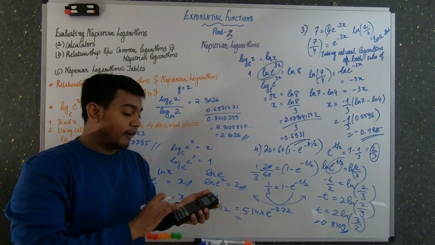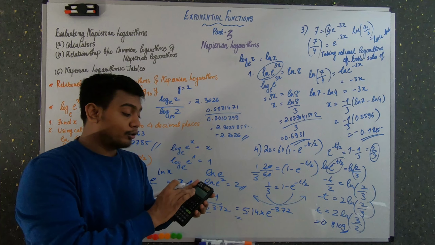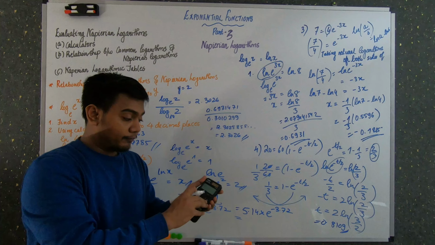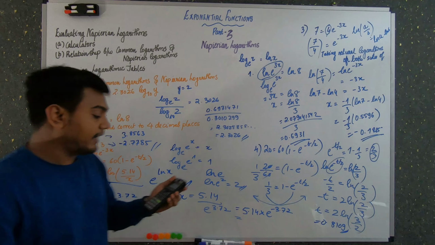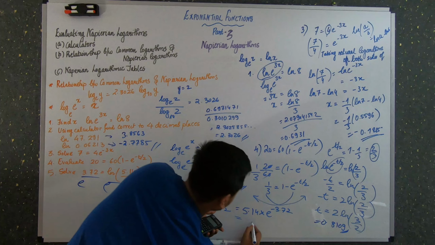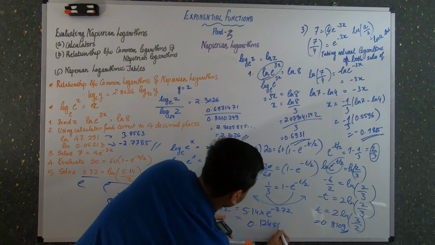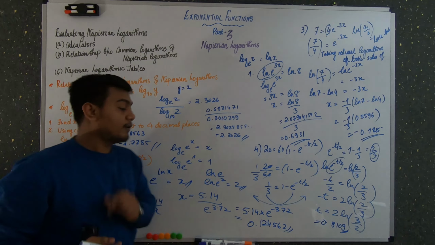So let's find 5.14 into, to get the e term, you have to press shift and then press the natural logarithm. Now you can type 3.72. So this will be your final answer. The final answer is 0.124562. So this is the answer for problem number 5.